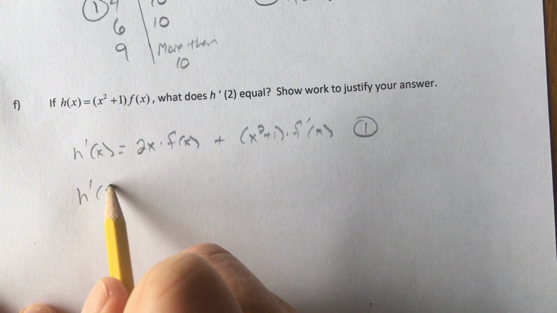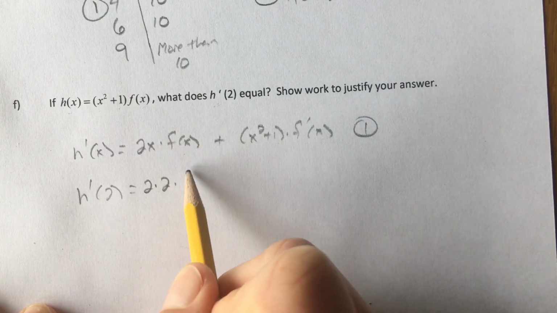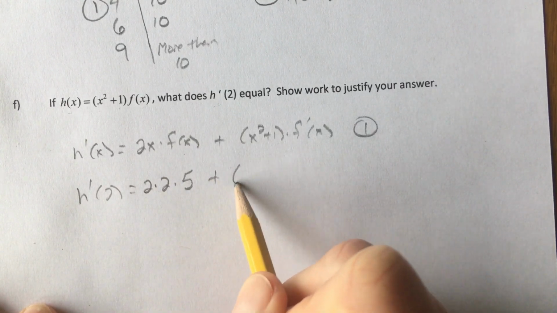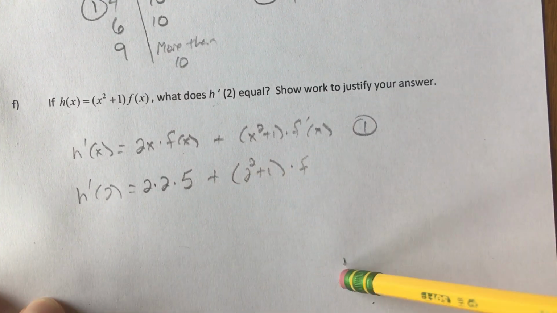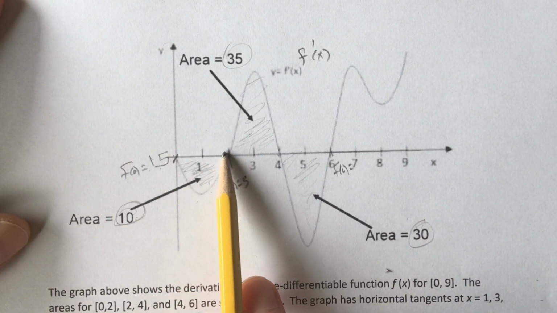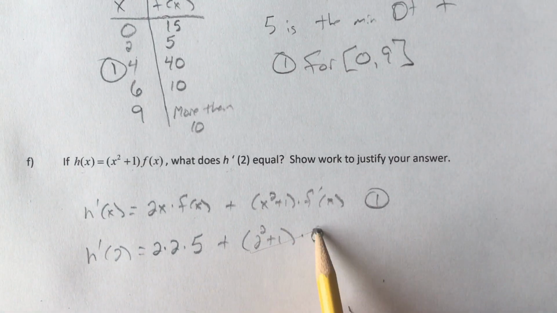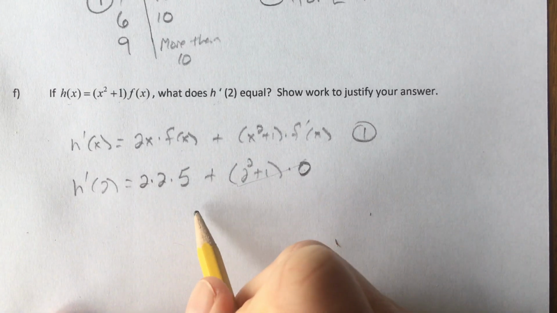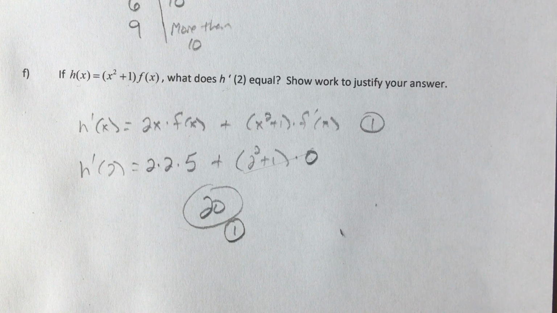And then h prime of 2 will be 2 times f of 2, which we were told was 5, plus 2 squared plus 1 times f prime of 2. Now, since this graph is f prime, f prime of 2 would have to be 0. That's where it hit the x-axis. So this is going to be 0 right here. So that zeroes out. We get 2 times 2 times 5, which is 20. I believe you get a point for that right there.